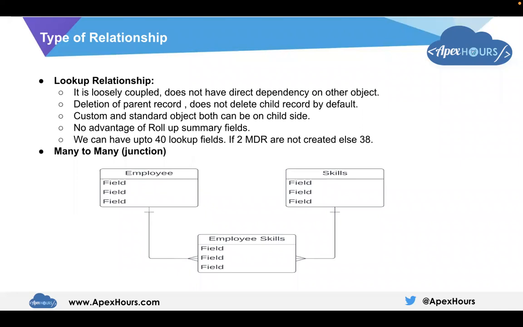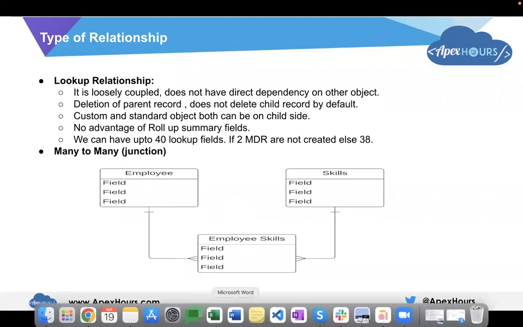But in that case, what will happen? We would have to repeat those skills again and again. If five or 10 employees have LWC as a skill, we need to create 10 records of LWC. So instead of that, we create a many-to-many relationship, and in this we will see how we can create a lookup and how we can create a master detail both. For this example, we will create one master detail relationship and one lookup relationship.